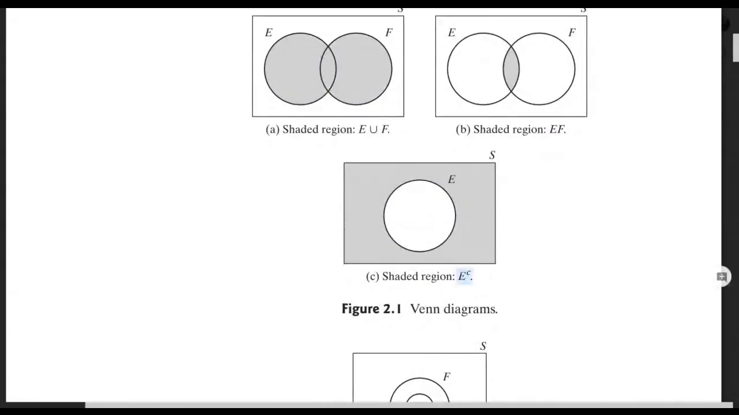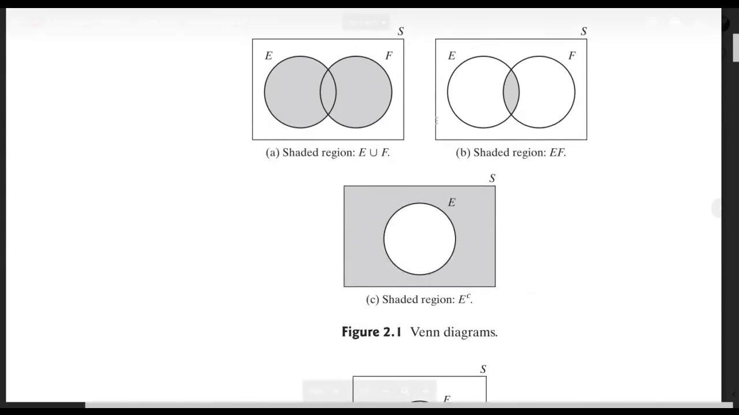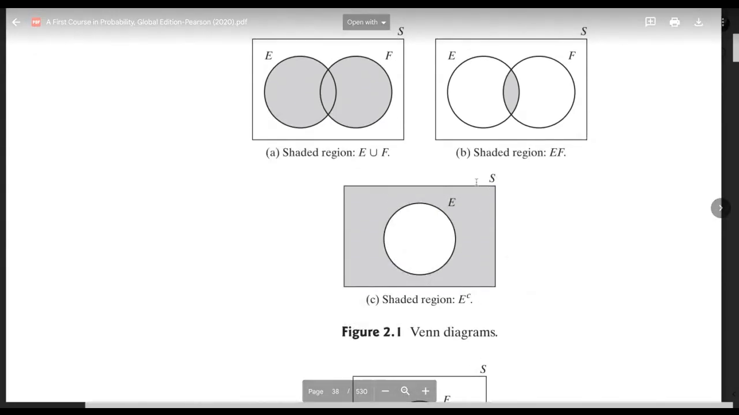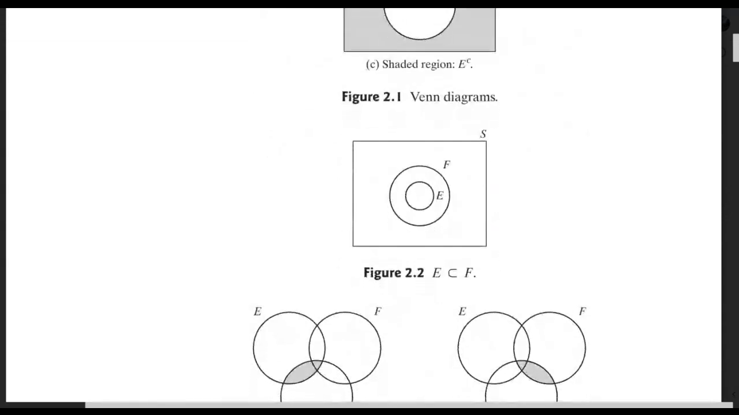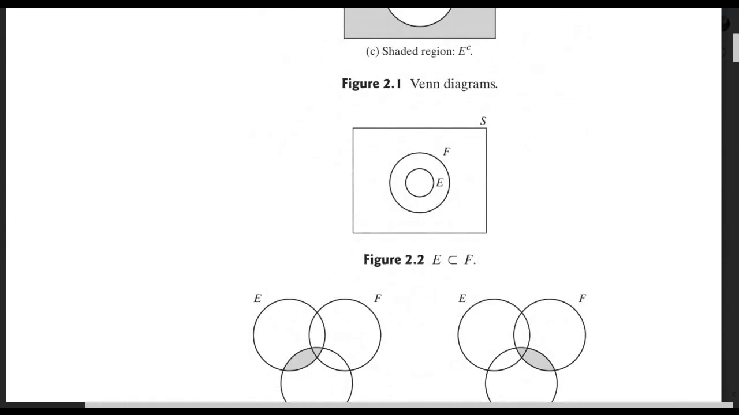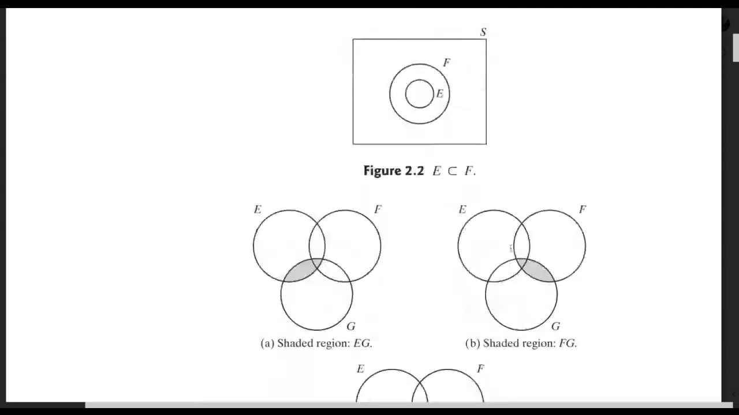E complement: everything not in E is in E complement. And E union E complement is the whole sample space. And we call those diagrams Venn diagrams. Right? Venn is someone's name. So E is contained in F. We see clearly from this picture that F is this, and E is inside of F. So that's E contained in F.